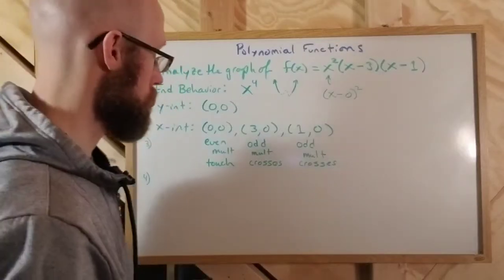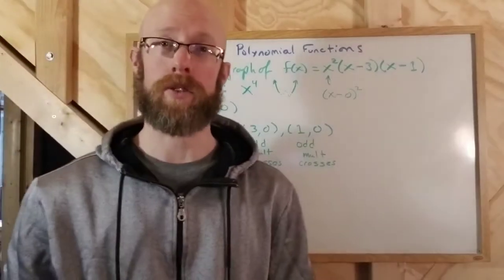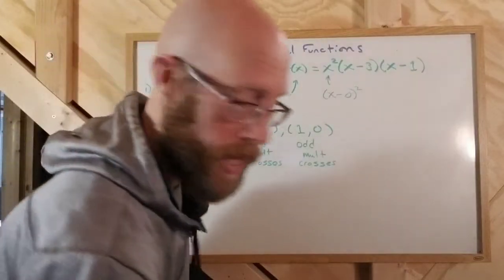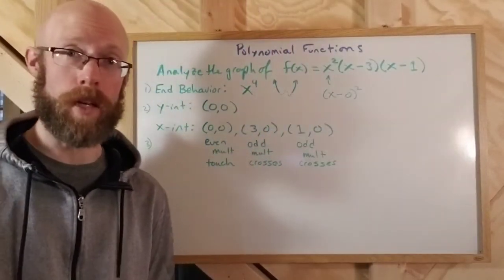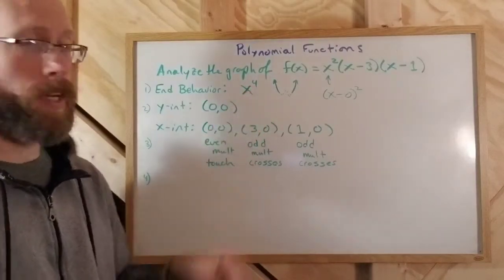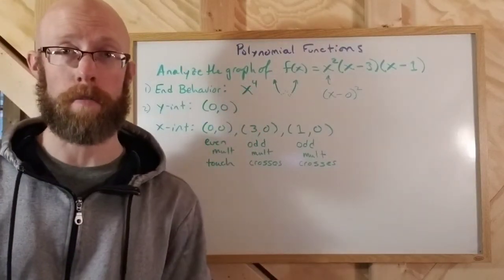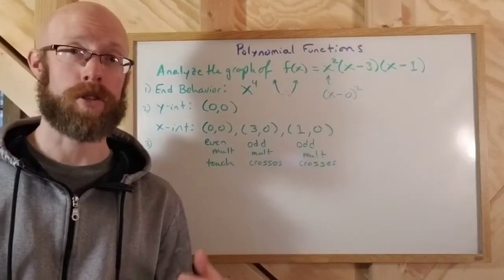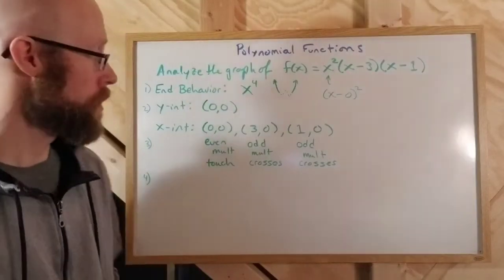But there are some things that we can't quite do yet. We can't actually find the turning points. We can determine how many turning points there could be. If you think about this graph, or the power function x to the fourth, it's a degree 4 polynomial. So that means there's at most 3 turning points.